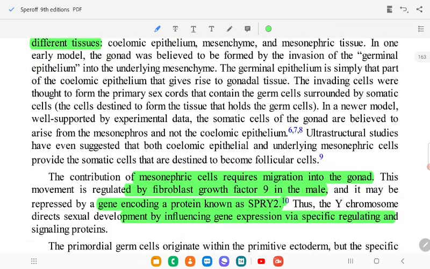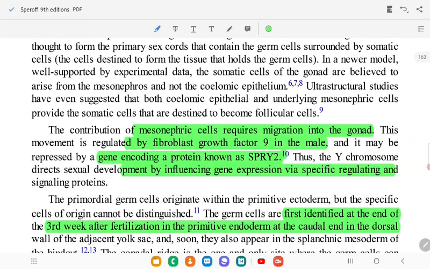The contribution of the mesonephric cells is required for migration into the gonad. This movement is regulated by fibroblast growth factor 9 in the male, and it may be replaced by a gene encoding SOX2.